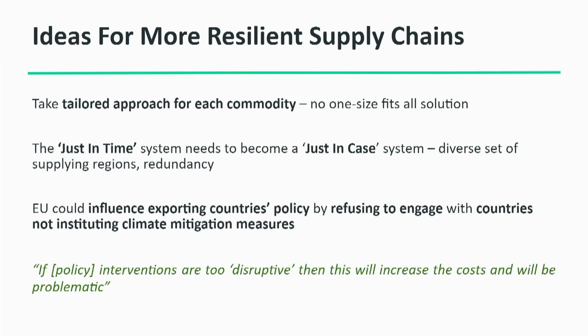And then there was an idea about turning the just-in-time delivery system to a just-in-case delivery system, so having lots of redundancy, strategic reserves, a diverse set of supply regions. And then maybe controversially, number 3 here, that the EU could influence exporting countries' policy by refusing to engage with countries that aren't instituting climate mitigation measures. And then finally, at the bottom, this is a quote from an individual from the private sector, said, if policy interventions from the EU are too disruptive, this could actually be damaging and decrease the competitiveness of EU companies.